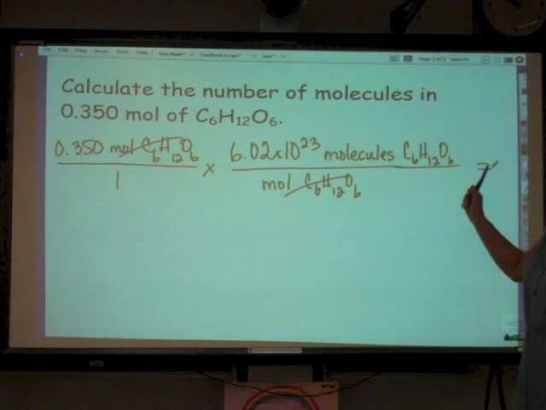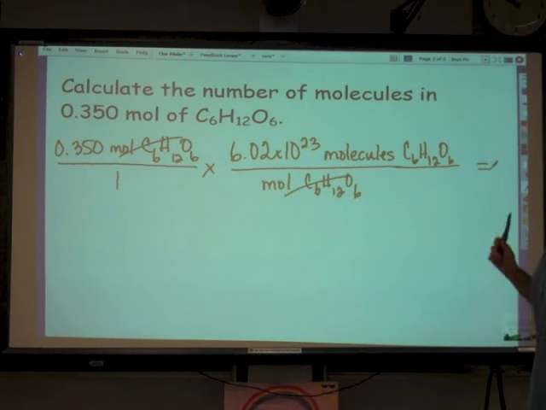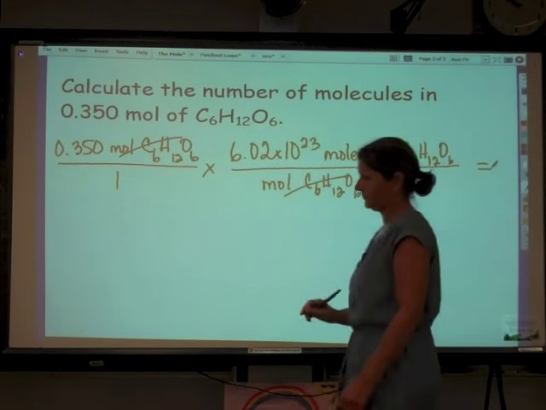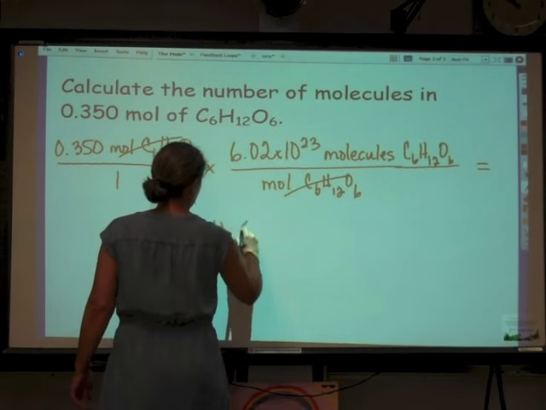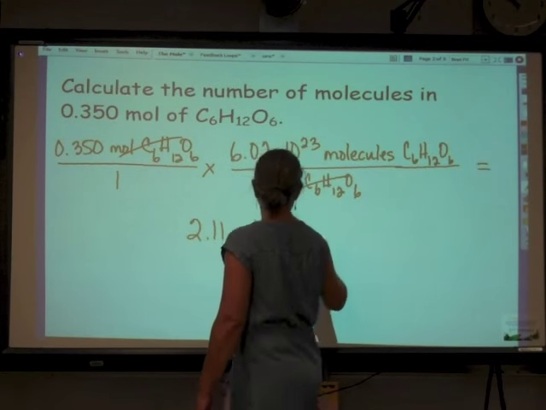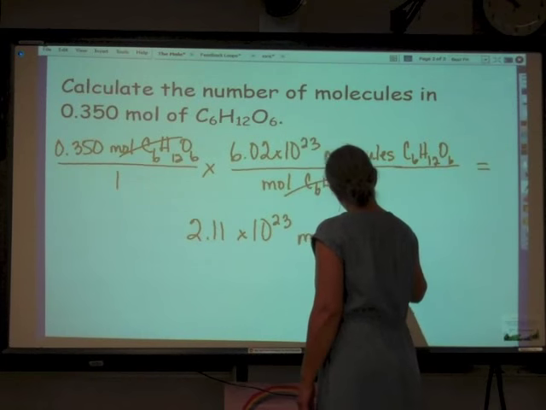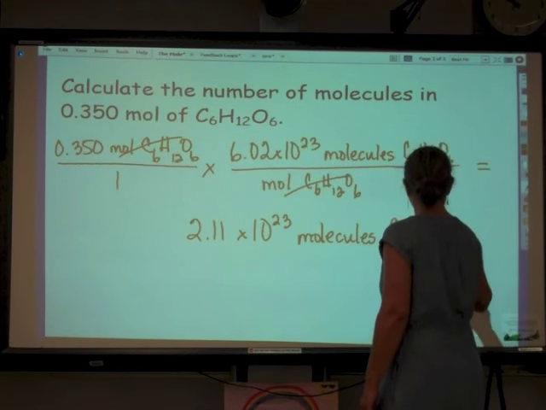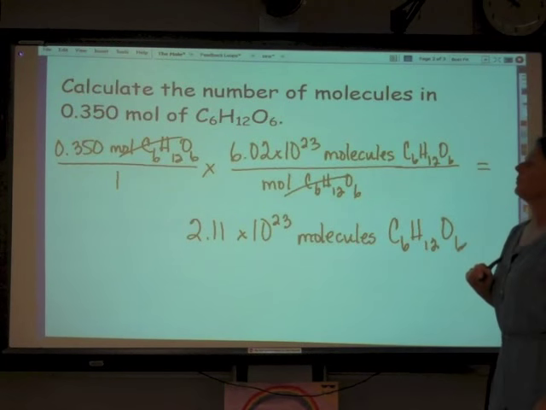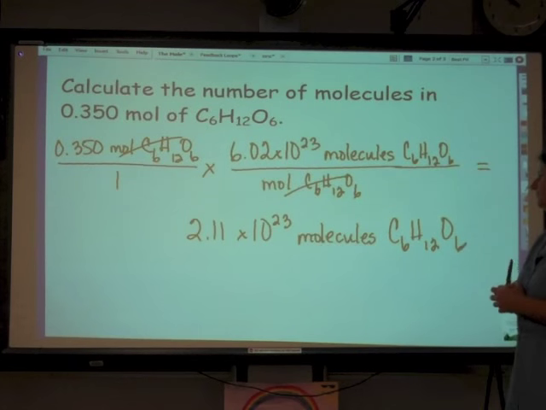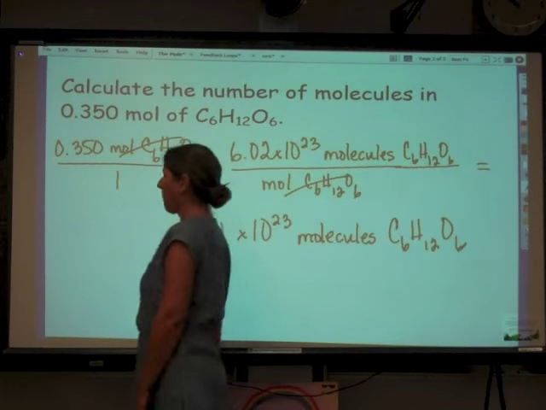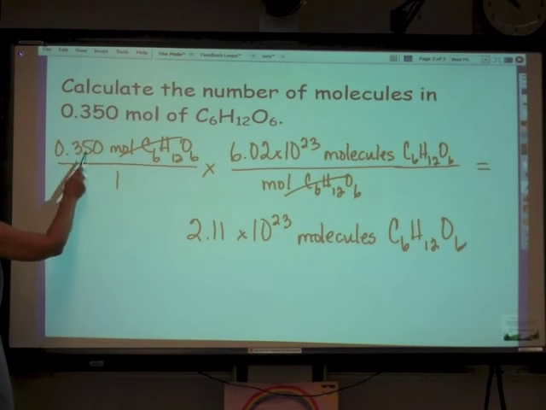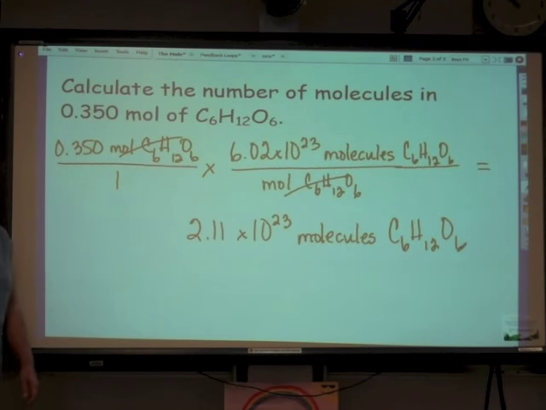I would like for you to do this on your calculator right now. Pause and make sure that you get the same answer that I get. I get 2.11 times 10 to the 23rd molecules of C6H12O6. So we can convert from moles to molecules in this way. As for sig figs, this is a conversion factor, so we assume it is infinite. So I'm going to base my answer on my unknown here: 1, 2, 3, 1, 2, 3.